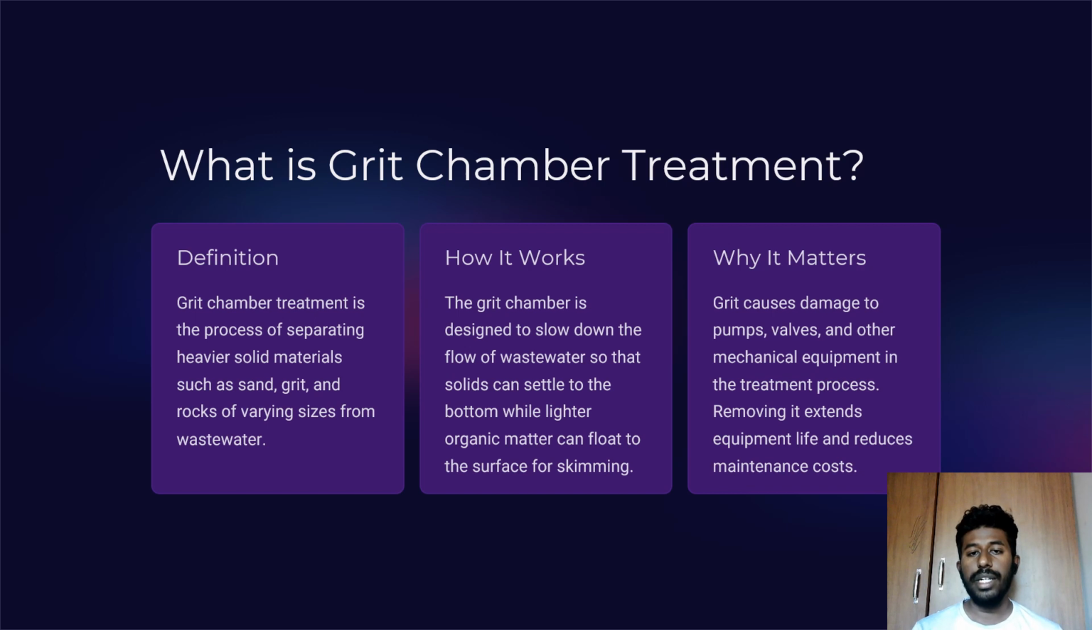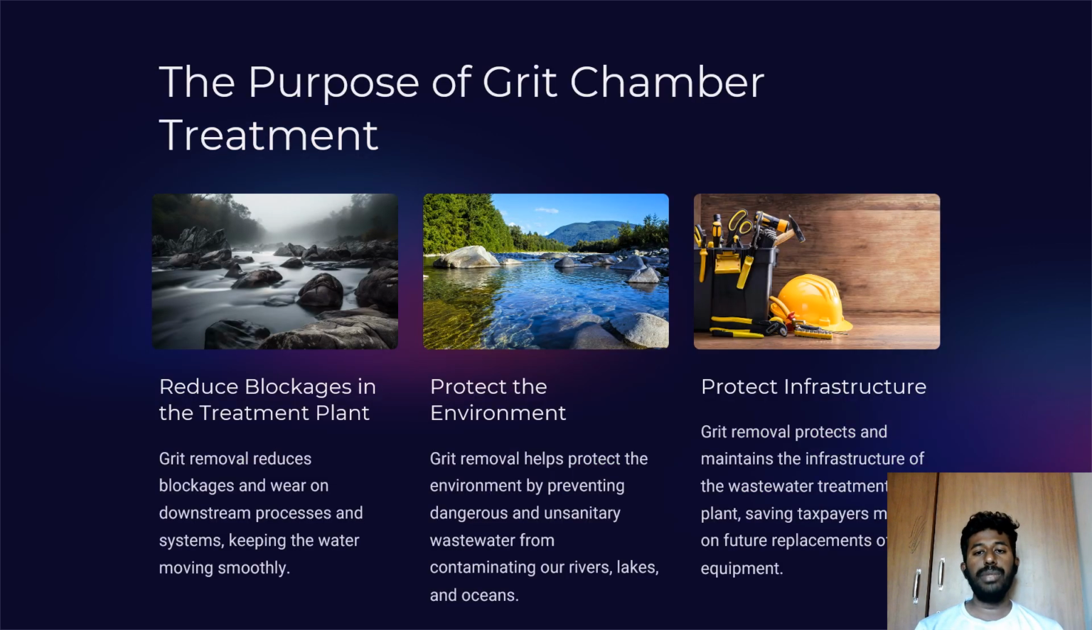Why does the grit chamber matter? Grit causes damage to the pumps, valves and other mechanical equipment in the treatment process. Removing it extends the equipment life and reduces maintenance costs. Moving on to the next. What is the purpose of grit chamber treatment? The main purposes of grit chamber treatment are to reduce blockage in the treatment plant, to protect the environment, and to protect the infrastructure.